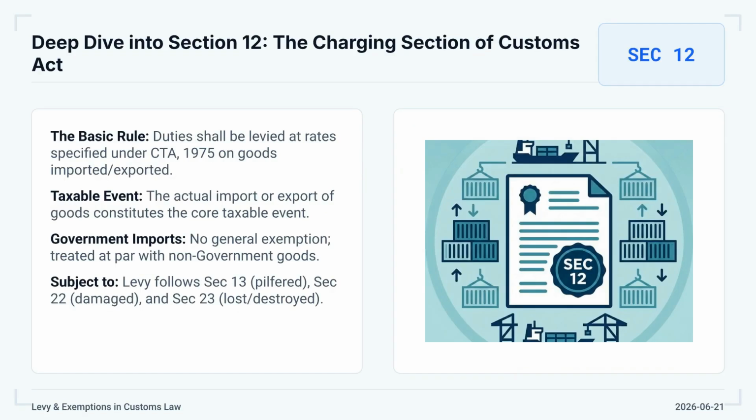Section 12 is the heart of customs levy and serves as the charging section of the Customs Act. It states that customs duty shall be levied at the rate specified under the Customs Tariff Act, 1975, or any other applicable law on goods imported into or exported from India. The taxable event is the import or export of goods. One frequently tested point is that government imports do not enjoy any blanket exemption. Government goods are generally treated the same as private imports unless a specific exemption notification applies. Thus, Section 12 creates the legal foundation for the entire customs duty system.